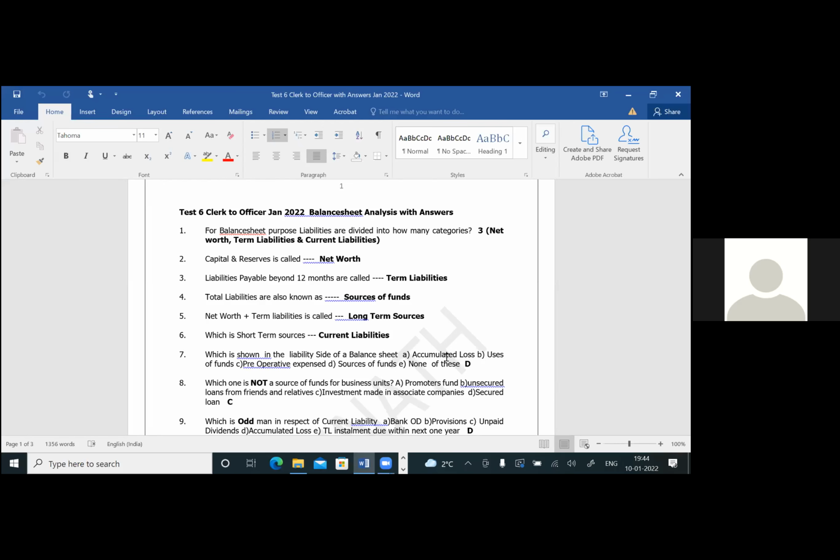Then pre-operative expenses. What are pre-operative expenses? It is an intangible asset, so it is not on the liability side. Then sources of funds. All the sources of funds are shown on the liability side. What are they? Net worth, term liability, and current liability. So for question number 7, the answer is D. Please note it down.